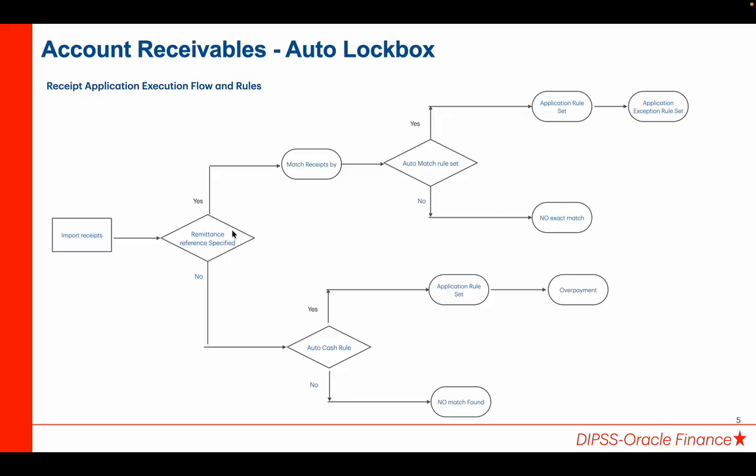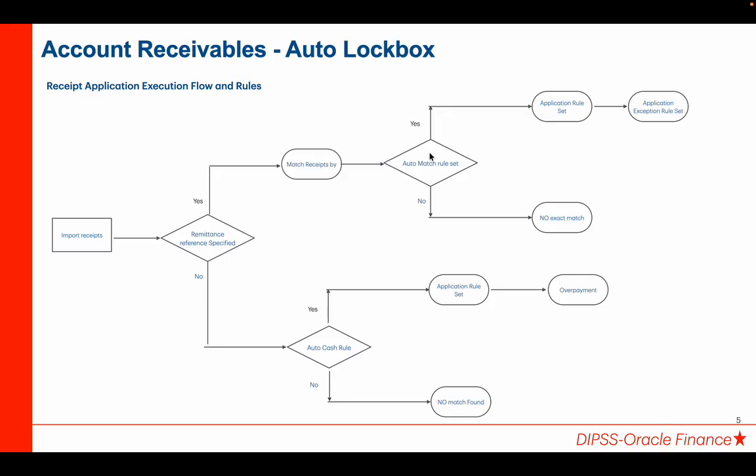Let us take, if the remittance reference number is not specified at all, what it will do is check the auto cash rule set. In this, if it is able to find the match, then the application rule set will trigger. And if there is an overpayment or underpayment, it leaves it as unapplied or on account. If no match is found also, it leaves it as unapplied or on account. This is how the system will identify if the remittance reference number is there, or if it is not there.